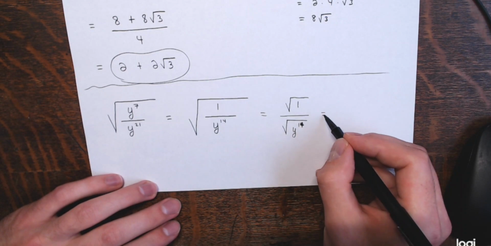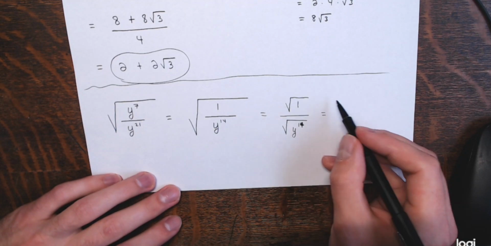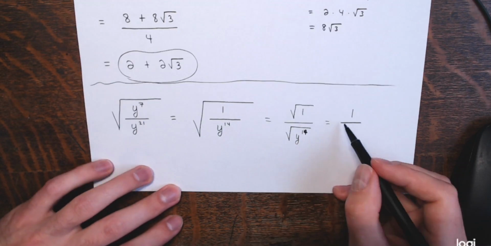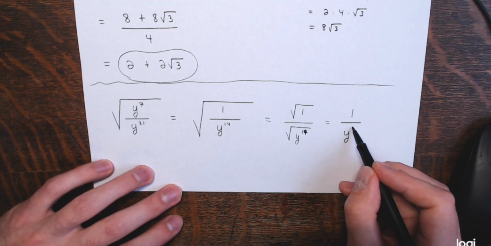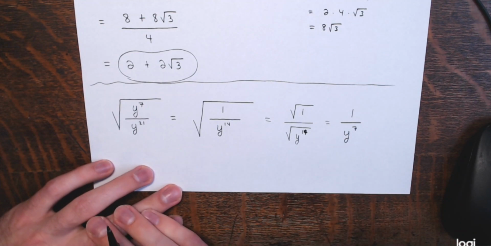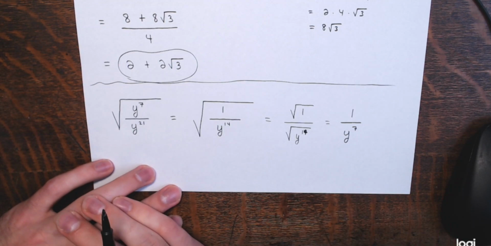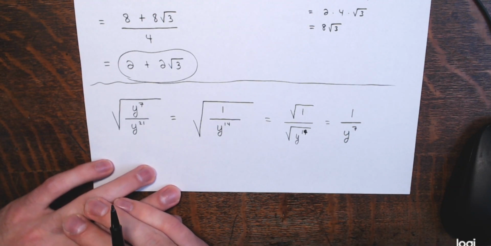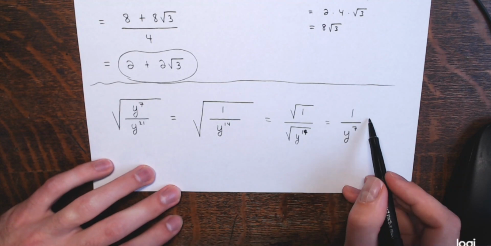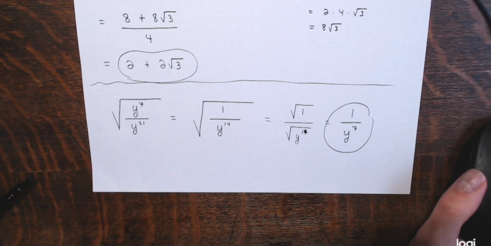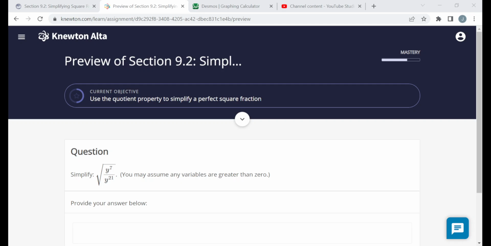Remember, this is the positive square root of 1. The principal square root of 1, so this is positive 1 in the numerator. And then the square root of y to the 14th would be y to the 7th, right? Y to the 7th squared would be y to the 14th. And technically I should put absolute value symbols around this, but they are again saying assume all the variables are greater than 0, so I don't need the absolute value symbols. So there we go. This simplifies to 1 over y to the 7th.